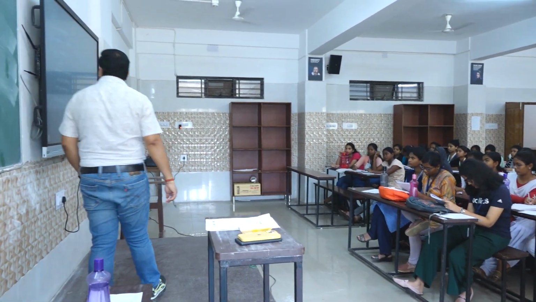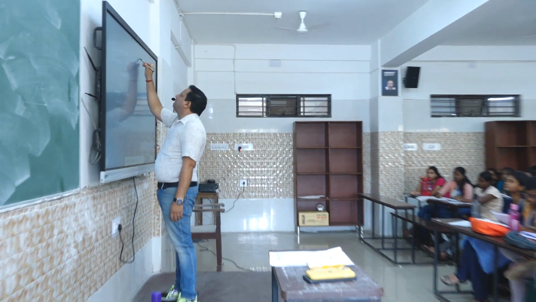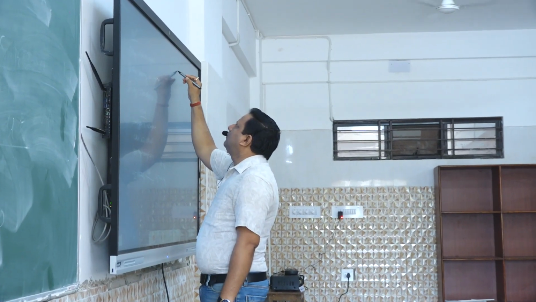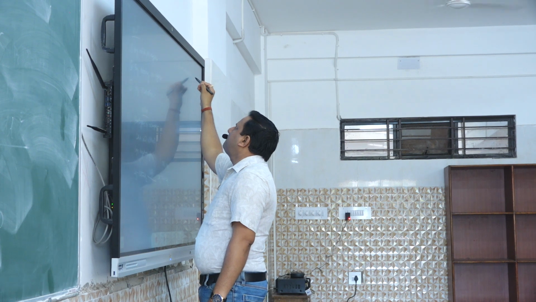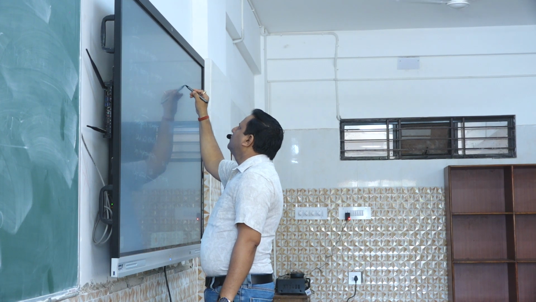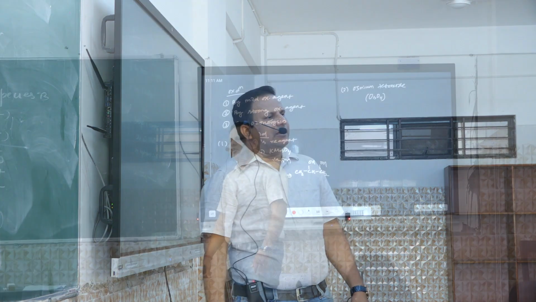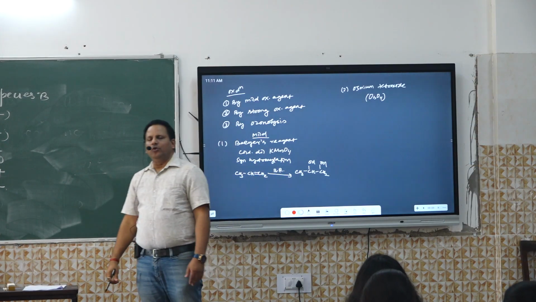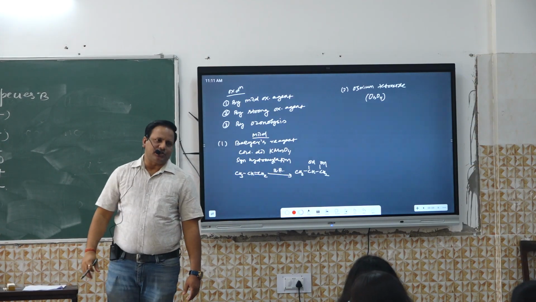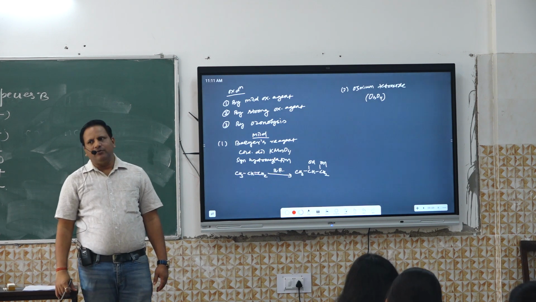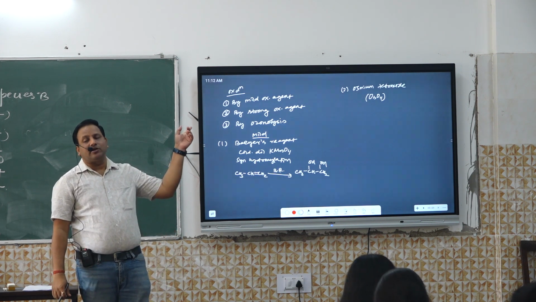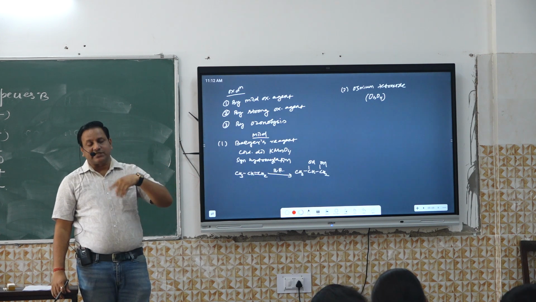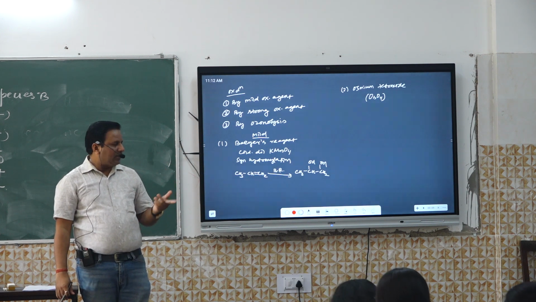Next, under the mild oxidizing agents, osmium tetroxide, OsO4. Very rare elements in the periodic table exhibit +8 oxidation state. So osmium tetroxide is one example. XeO4 is another example. Okay.